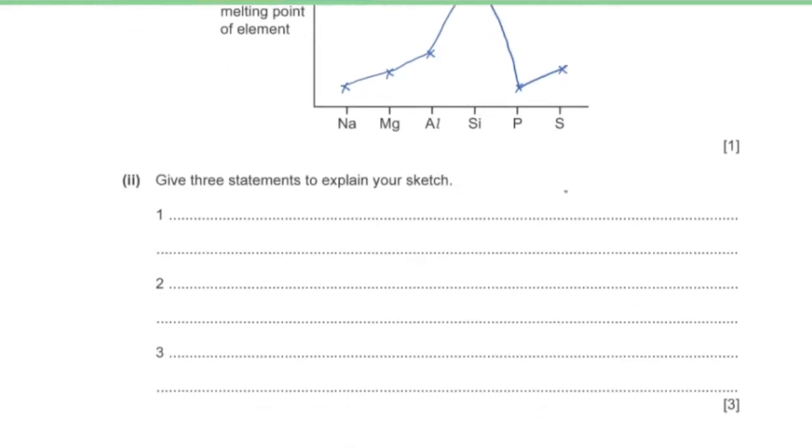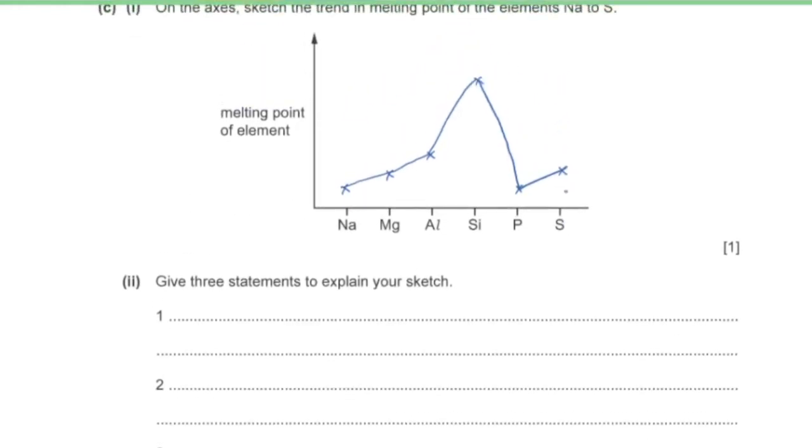Part 2, give 3 statements to explain your sketch. Now melting points, the first explanation would be melting points from sodium to magnesium to aluminium will increase because of increased number of delocalized electrons they all have. Thus force of attraction between them and positive metal ions will increase from sodium to aluminium.